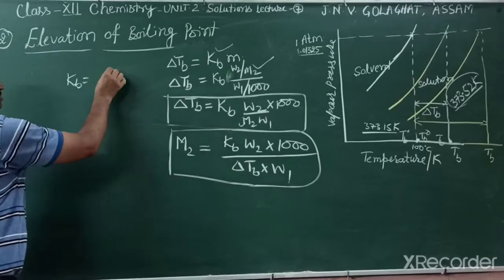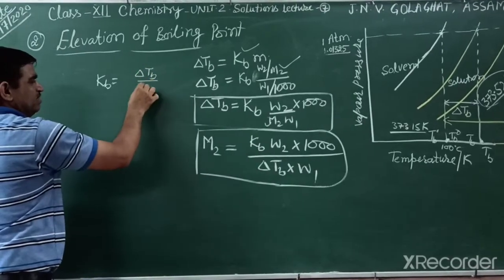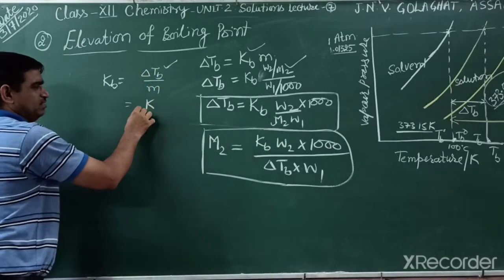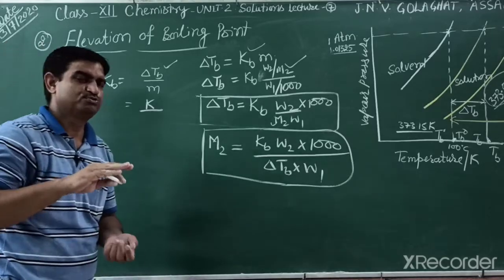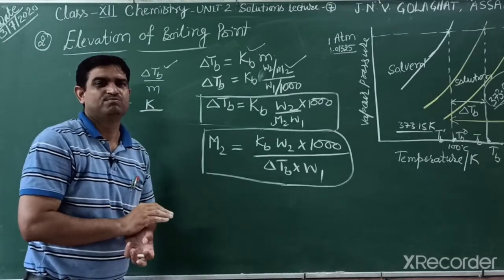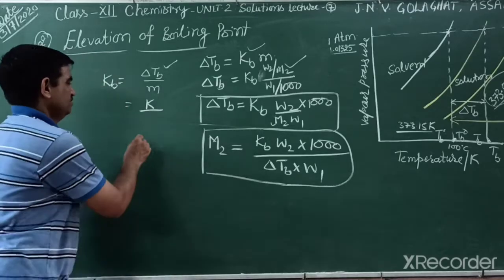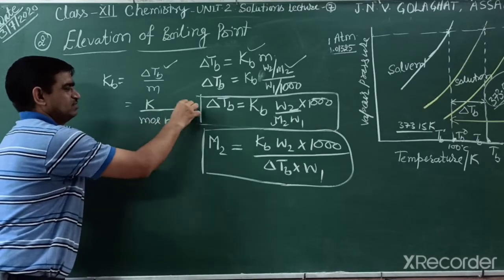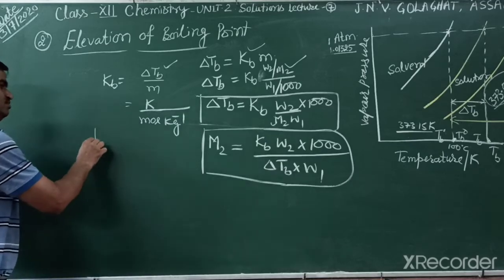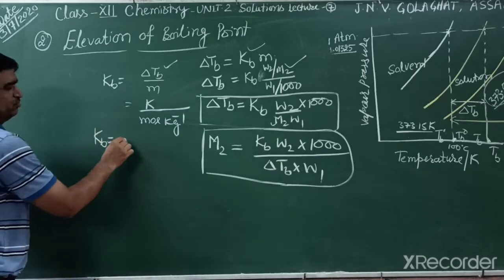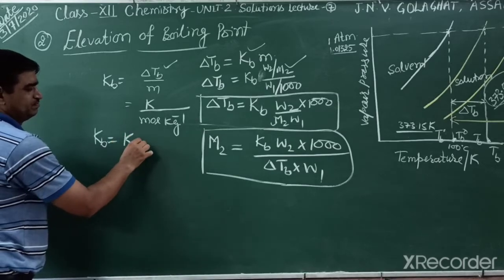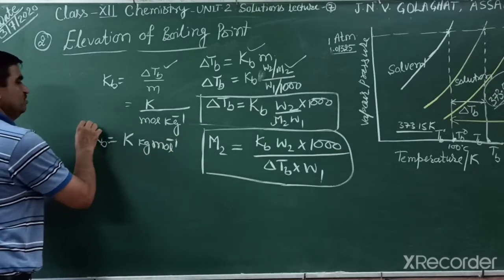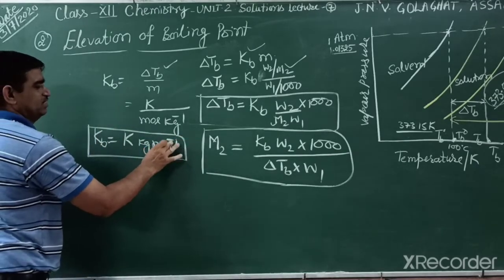What is Kb? It means delta Tb divided by molality. Delta Tb means the temperature, so the unit is Kelvin, and the molality unit you know: moles of solute dissolved in mass of solvent in kilogram, so you can say mole per kilogram, mole kilogram inverse. So what is the unit of this Kb constant? The unit is Kelvin kilogram mole inverse. This is the unit of the constant, and it sometimes comes in the exam.